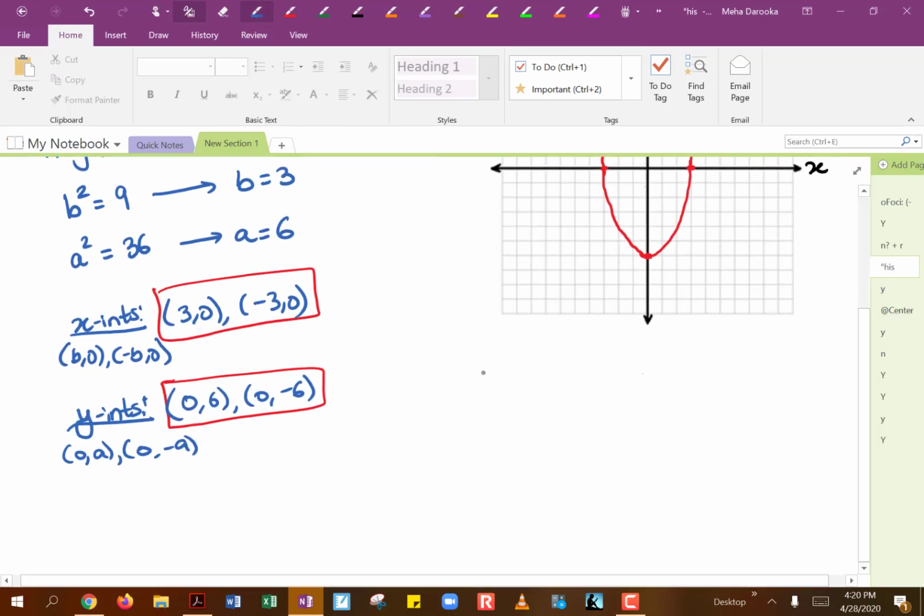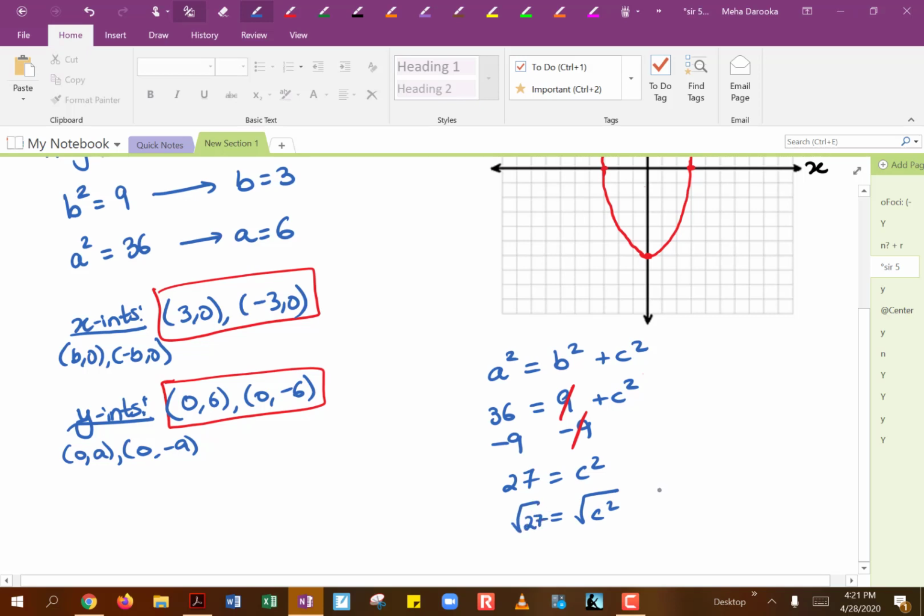Now let's go ahead and find our foci. So that's a squared equals b squared plus c squared. A squared is 36, b squared is 9. So let's start by subtracting 9 first. And of course, 36 minus 9 will end up giving us 27 equals c squared, and then let's go ahead and take a square root on both sides. And we're just looking at the positive root here.